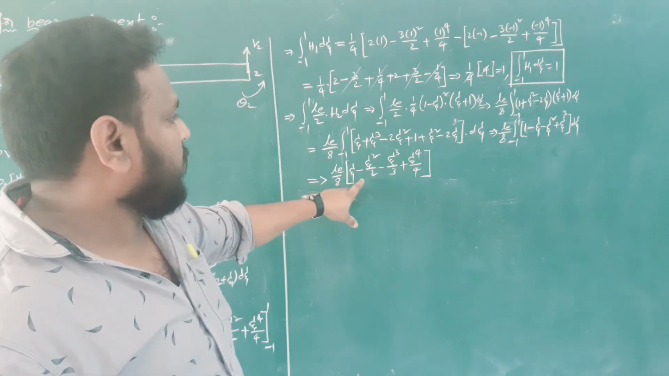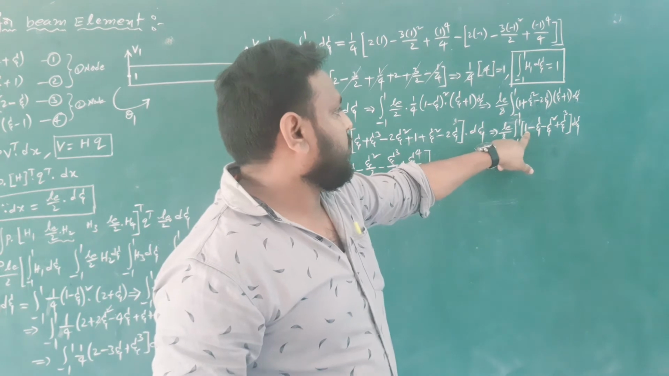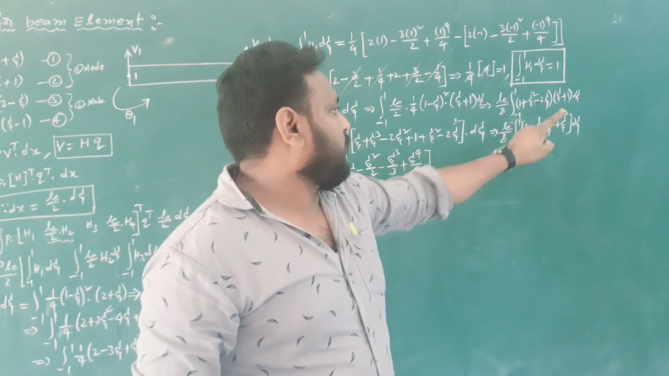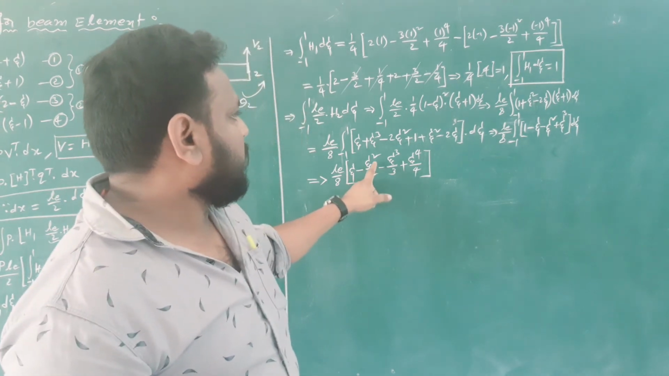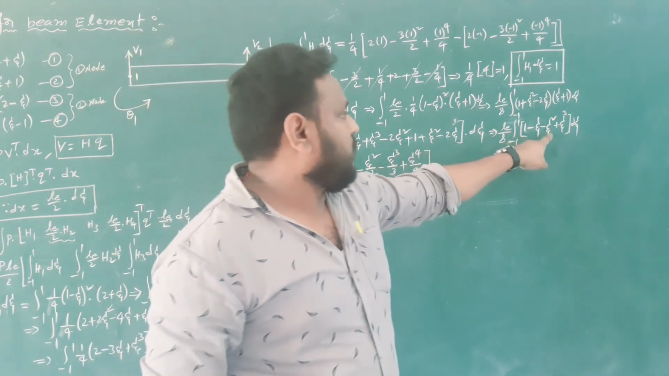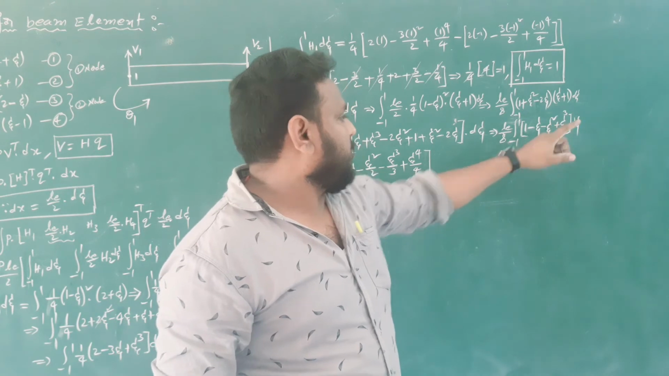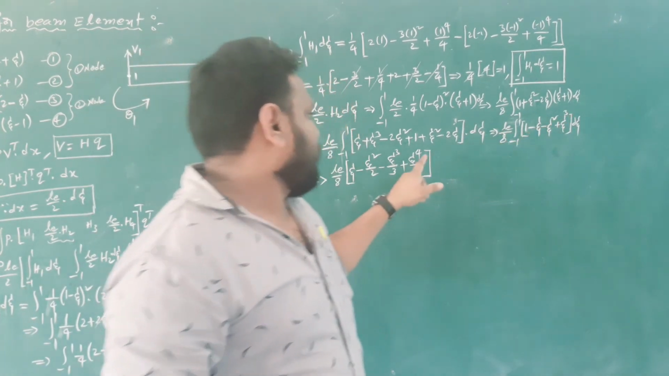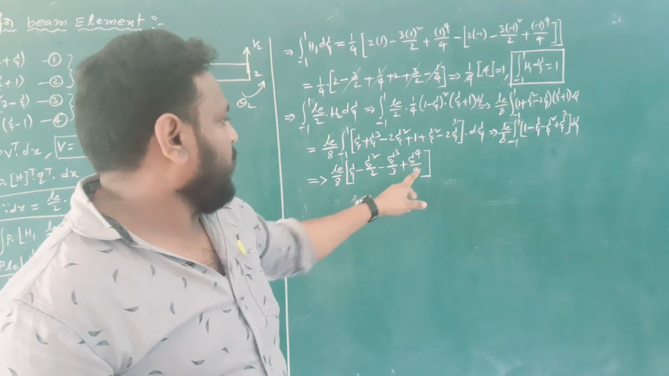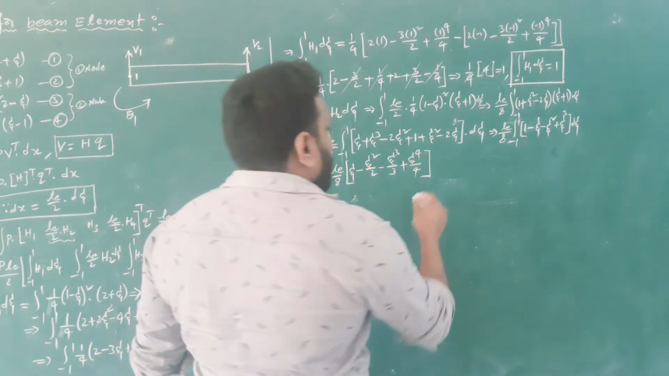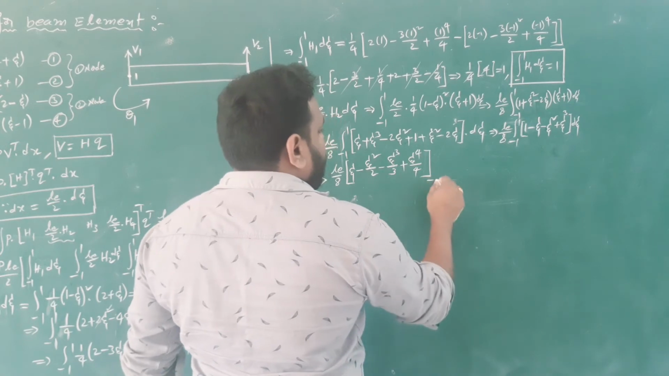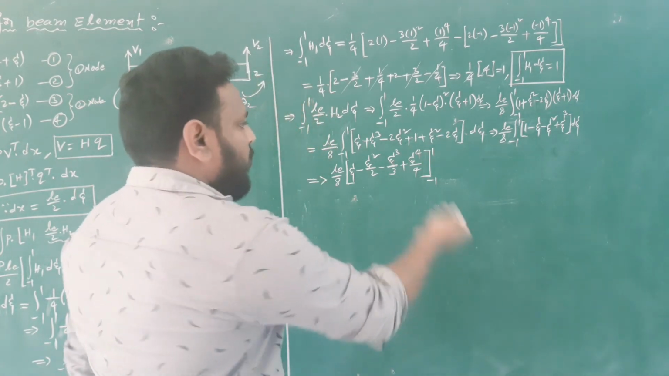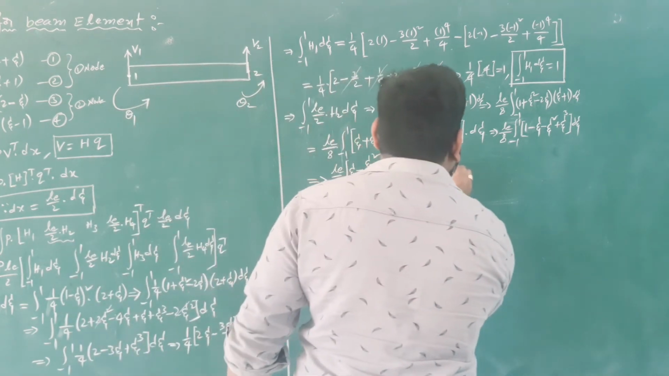So once again, check it. The integration of 1 with respect to j is j, and j integration with respect to j is j square by 2. This integration is j cube by 3, and this is the j cube value. Then integration of j power 4 is j power 4 by 4. Apply the limits, minus 1 to 1. So substitute all these limits.